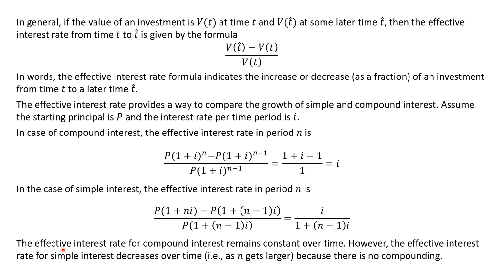So the effective interest rate for compound interest remains constant over time. It's I. And again, this is just over an interval from n minus 1 to n. However, the effective interest rate for simple interest decreases over time. As n gets larger, this gets smaller and smaller, because the reason for that is there's no compounding.